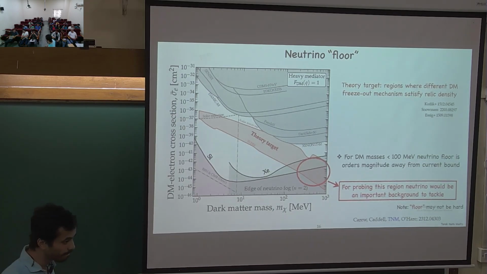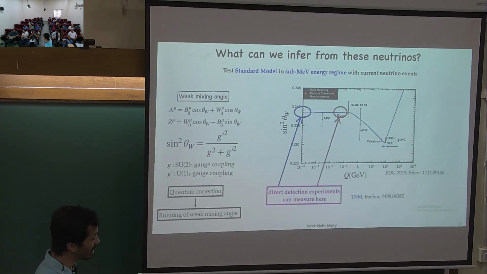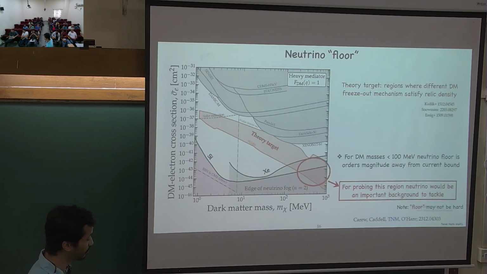So the silicon thing, I understand this. For xenon, why is there this curve? I can show you the plot later.